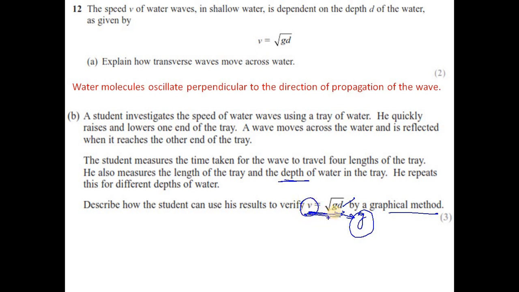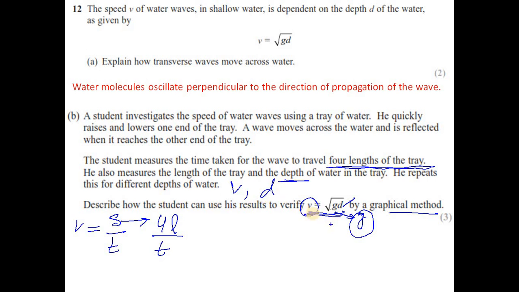The student must use v equals s upon t, distance upon time. This is the basic formula for speed. Speed is equal to displacement upon time, but in this case the displacement should be 4 times the length of the tray. Why? Because the wave travels 4 lengths of the tray. That's why the distance should be 4L divided by the time measured, so he can get the velocity of the wave, and he can take different measurements for different depths, so he would have multiple values of v and d.